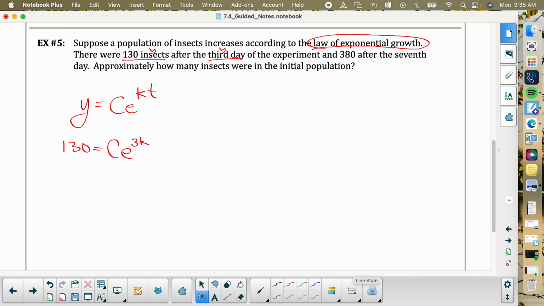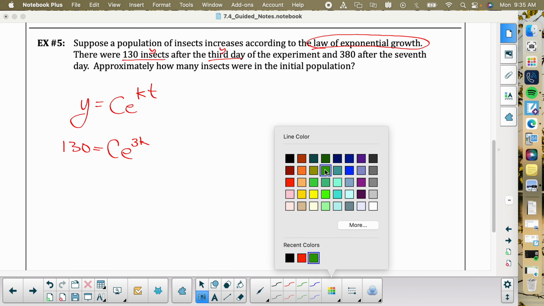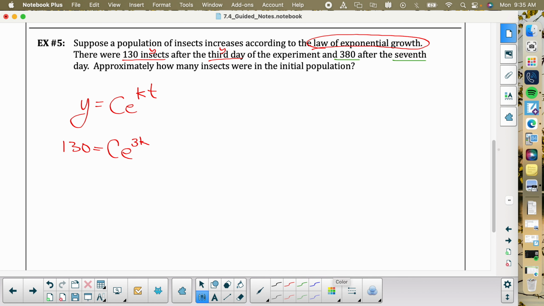And that finds us nothing. Like, we can't figure out C or K that way. So then I go to the next set of info. And then we've got 380 at 7 days. So 380 equals CE to the K times 7. Well, that pretty much gives us the exact same situation and setup, and doesn't help us solve anything at all. Anybody have any thoughts? Like, where we go from here?